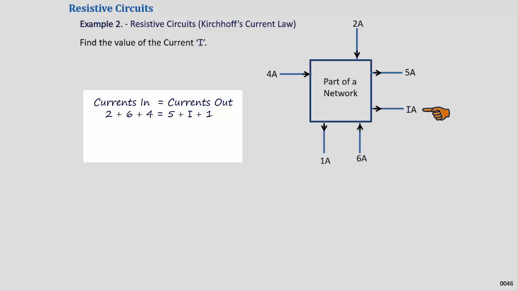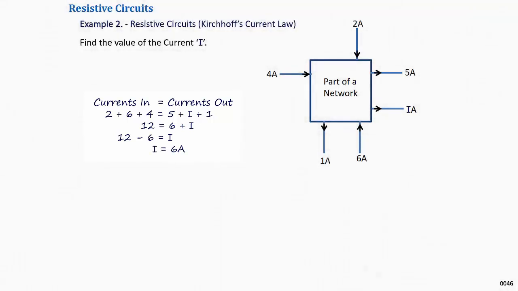Substituting values, 2 plus 6 plus 4 equals 5 plus I plus 1. Simplifying, 12 equals 6 plus I. Rearranging, 12 minus 6 equals I. Therefore, I equals 6 amperes.